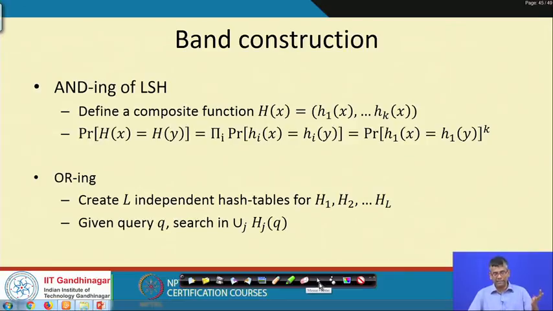One is an ANDing operation in some sense, in which you are building a composite hash function using a tuple of smaller hash functions, and the other is an ORing operation in which you are creating multiple tables and putting them together, and you use all the tables when you are trying to look for a query.